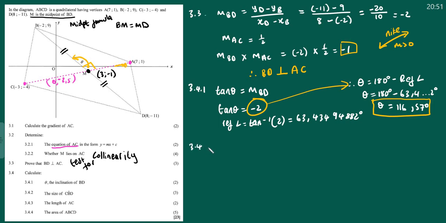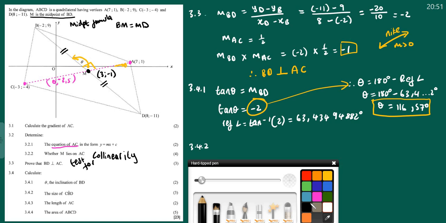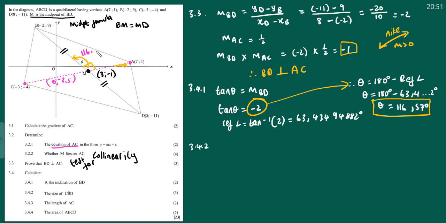3.4.2 says determine the size of CBD. It's usually very beneficial to label. You know that here it's 116.57 degrees. Now we are looking for this one, right? How do we get that angle there? Very nice question.